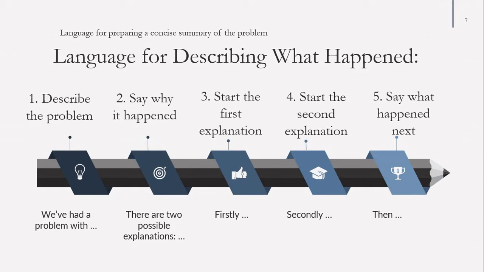You can use the following phrase: firstly. Fourth, start the second explanation. For doing that, you have to use this phrase, that is, secondly. And number 5, say what happened next. Some of the phrases you can use: then, next, after that. These are some of the expressions that you can use for carrying out procedure 5.